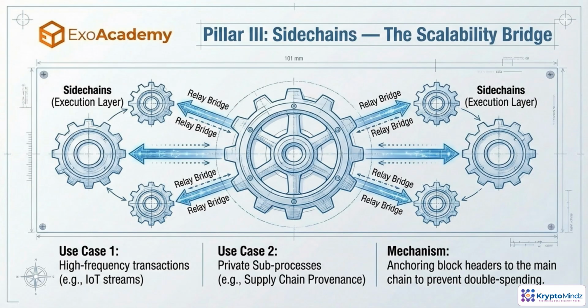The third pillar of the hybrid architecture is sidechains. Think of sidechains as auxiliary blockchains that take over heavy execution, while the main chain remains the ultimate source of truth. High-frequency actions like IoT events or rapid micropayments can run on a sidechain without flooding the main network. Private sub-processes such as detailed supply chain steps can also live here, out of public view. Relay bridges periodically anchor sidechain block headers back to the main chain. That anchoring prevents double spending and lets you prove what happened on the sidechain without copying every transaction onto the main ledger.